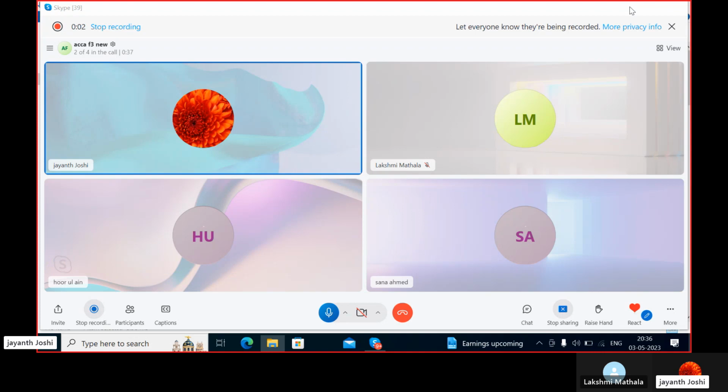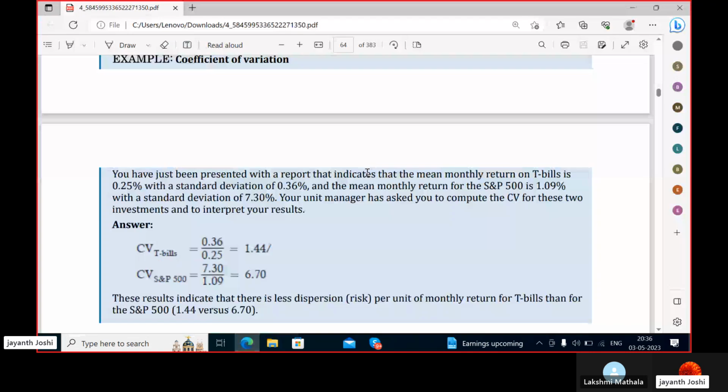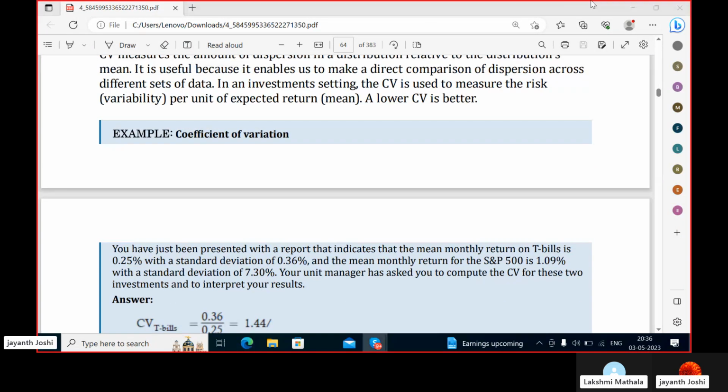Yesterday we were discussing coefficient of variation, correct? Yes, sir. Here is the coefficient of variation. I am giving it to you.